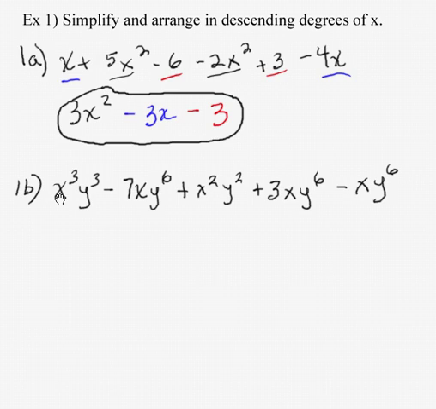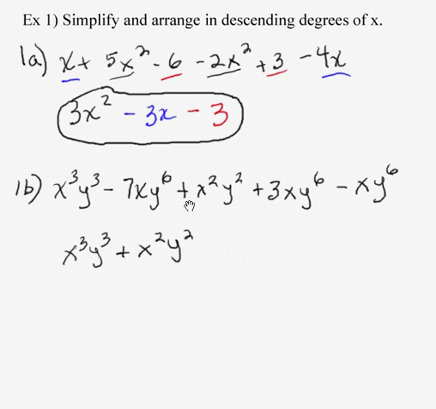Let's try another one. x cubed y cubed minus 7xy to the 6th plus x squared y squared plus 3xy to the 6th minus xy to the 6th. As we scan for like terms, and I usually do this in descending powers, there is no other x cubed y cubed. And x cubed is my largest degree of x. So I'm going to write that first.